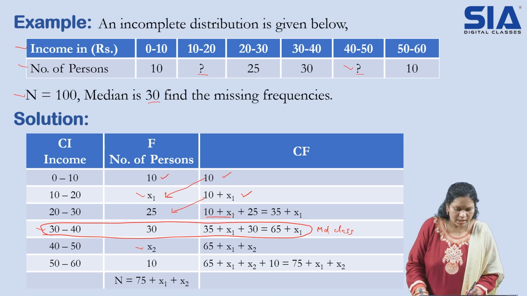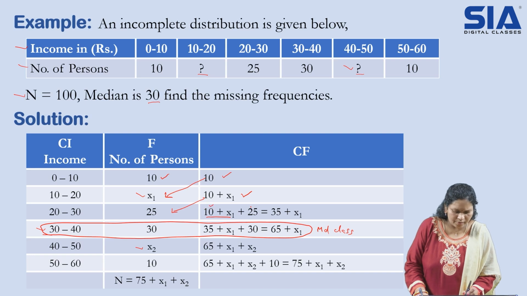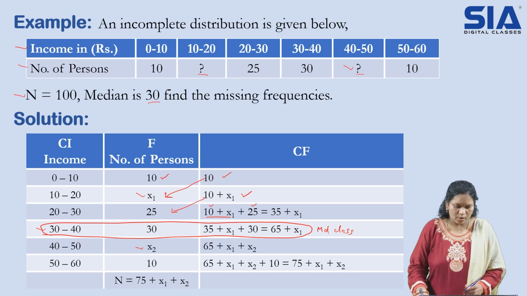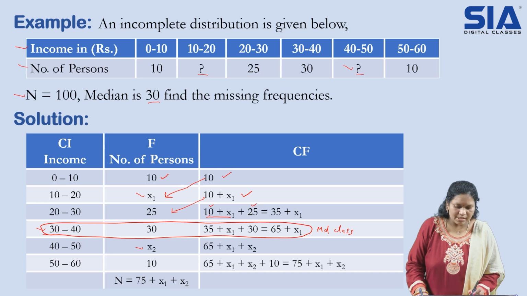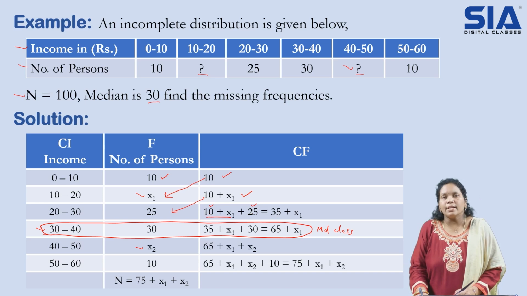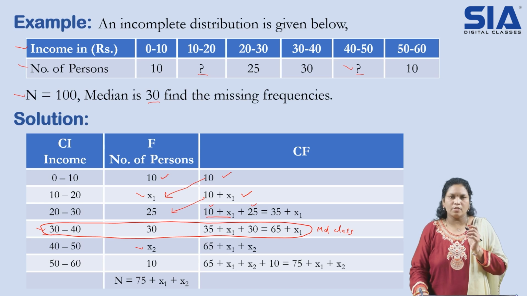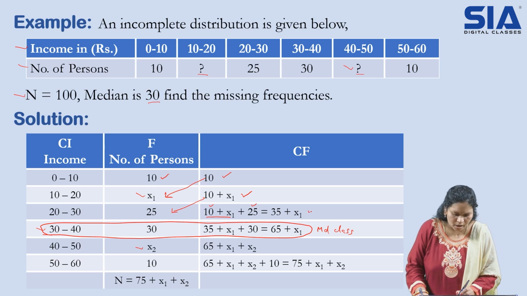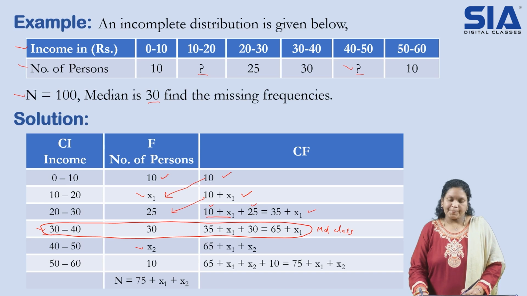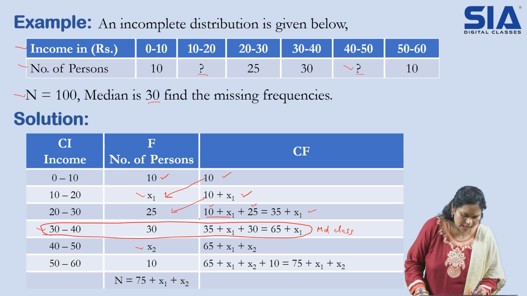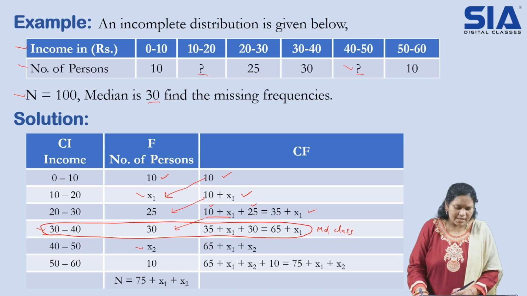Now, what we can do here is add value to value. We can't add the variable, but we can add values. So, 25 plus 10 goes to 35. So, 35 plus x1 I can write. Value to value we can add up, not the variable. So, the variable remains as it is, plus x1. That is how I have got 35 plus x1. Now, that 35 plus x1 we have to add to the next frequency, right? So, 35 plus x1 plus 30.